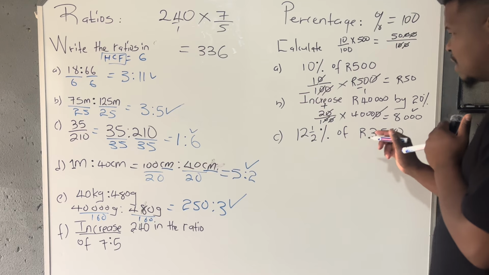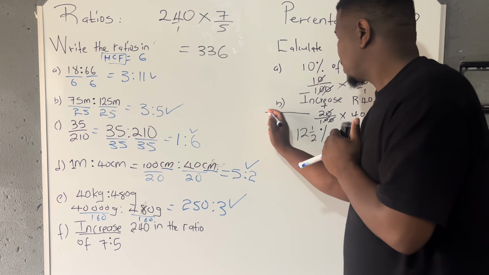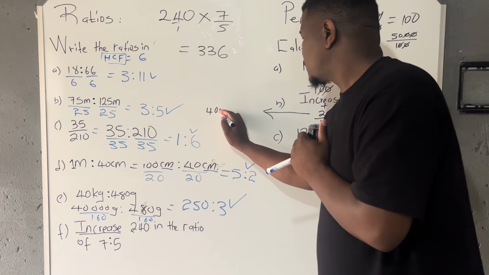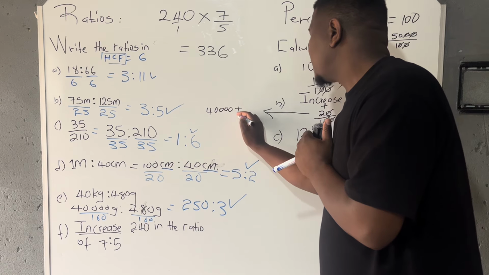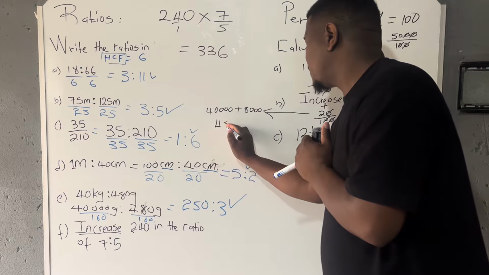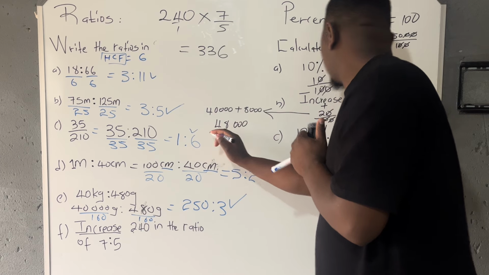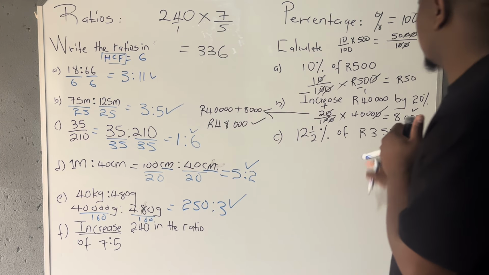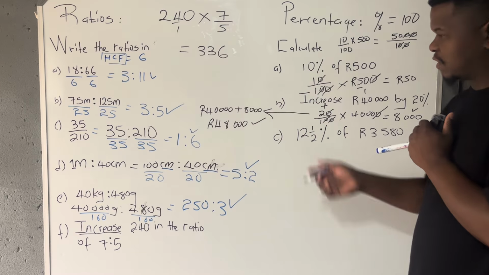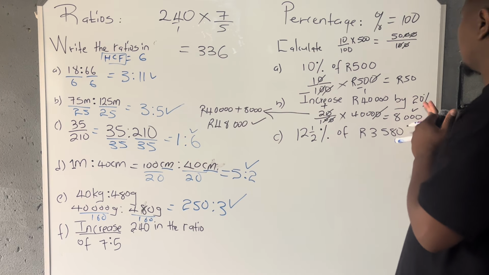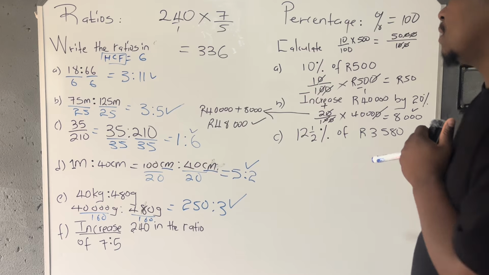So the final answer, let me bring it here. The final answer, I will say now, 40,000 increased by 8,000, which now gives us 48,000 as our answer. With increase, we add. So we didn't know how much we are adding. We just knew that we are adding a percentage of 20, which turns out to be 8,000.